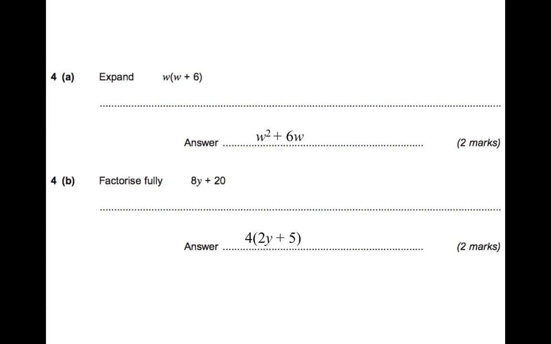So this is not to be confused with quadratic factorization, where you're looking for factors of something that add up to something else. This is much simpler. There's no quadratic term in there. There's no x squared or y squared or anything squared. So it's a much simpler process than when you have to factorize a quadratic.